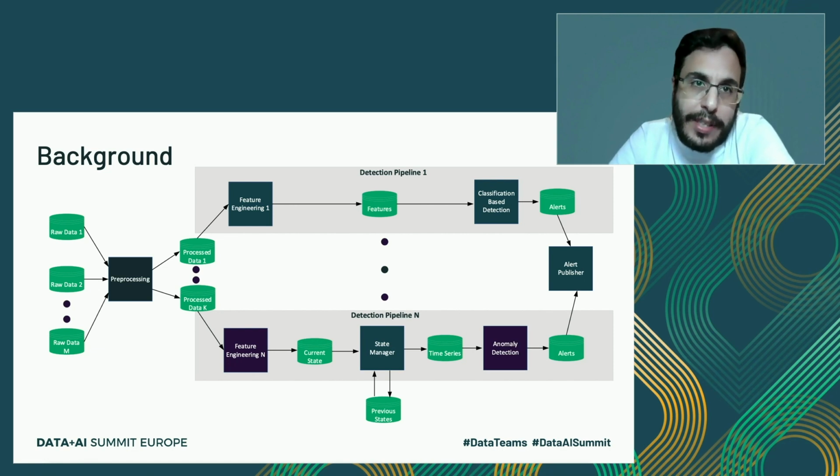Some of our pipelines use supervised models, and the component there is usually a feature extraction model. We extract features, and then we do classification and produce alerts. Other pipelines run anomaly detection. In those pipelines, the structure is more complicated. We need to calculate state every hour and then store the state, and then eventually create a long time series based on previous states, run the anomaly detection engine, and then send alerts. Some of the components in this diagram are reusable. For example, the alert publisher is a component that is used both by the anomaly detection and the classification-based pipelines.